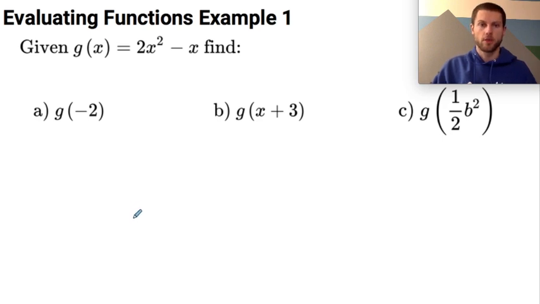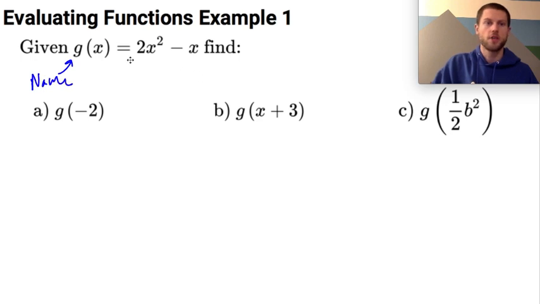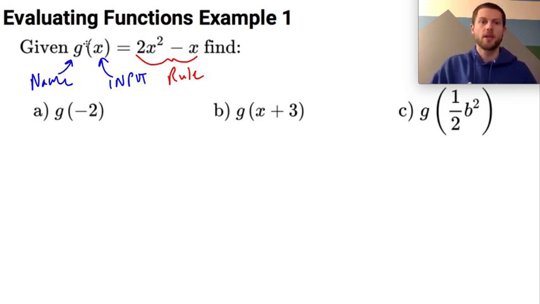So let's evaluate functions using function notation. Here I'm given a function g of x. It has a name called g. Maybe I'll actually write that down. G is my name. I have an input. This means that I input x into my function called g, and then this whole other thing yields my output, or it's my rule. The rule of the function. The output is what I get after evaluating whatever my input is.